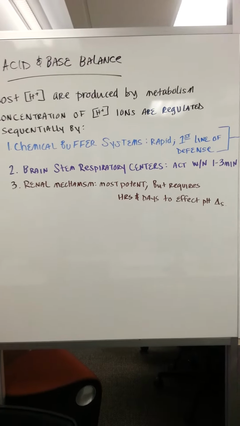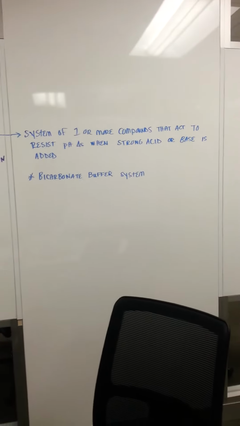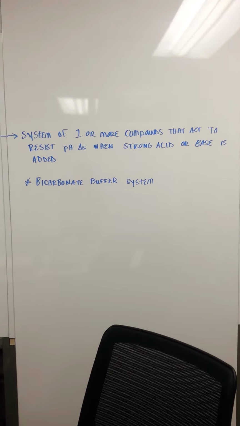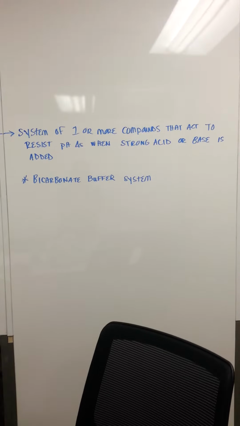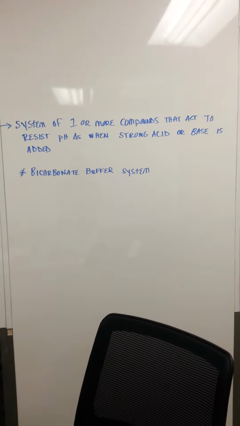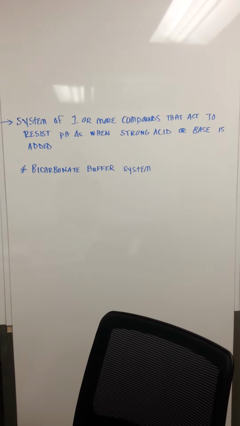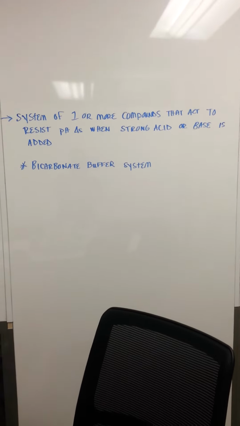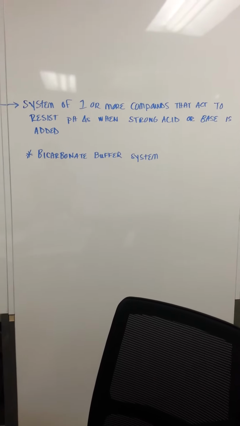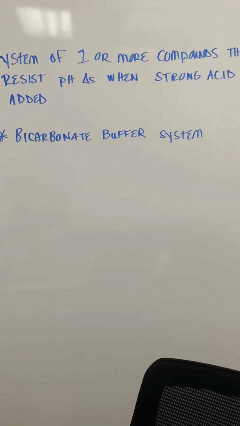So as you can see, chemical buffer system. I'm going to move over to the next screen. A chemical buffer system is basically a system of one or more compounds that act to resist pH changes when strong acid or base is added. There are a couple actually, but we're going to concentrate on the bicarbonate buffer system. The other two are phosphate buffer system and protein buffer system, but like I said, we're going to concentrate on the bicarbonate buffer system.